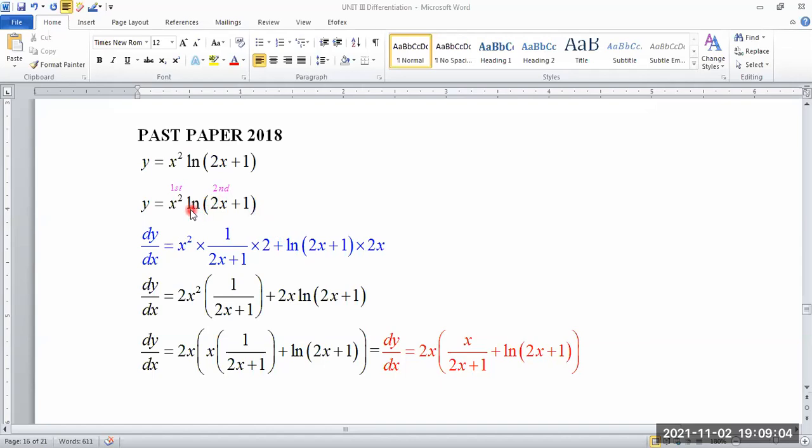Plus the second. When I call the second, I write it back: ln 2x plus 1 right here. Times now the differentiation of the first. When I differentiate x squared, I'm going to get 2x. The differentiation is done right there. So the first times the second plus the second times the first. The first times the differentiation of the second plus the second times the differentiation of the first. Differentiation done, right, is in blue.